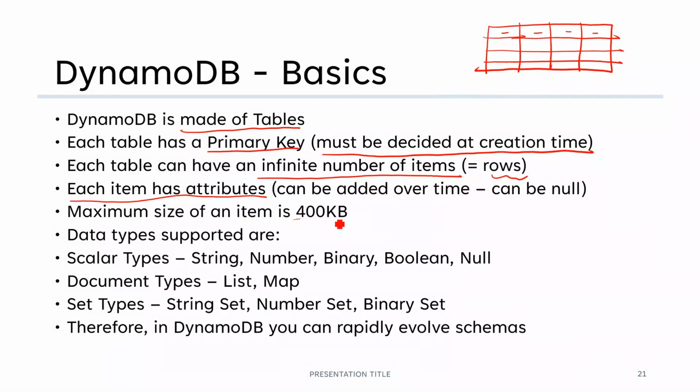Maximum size of an item is 400 KB. It doesn't mean that the maximum size of the table is 400 KB. It means that each single item can be 400 KB. That's what it means.